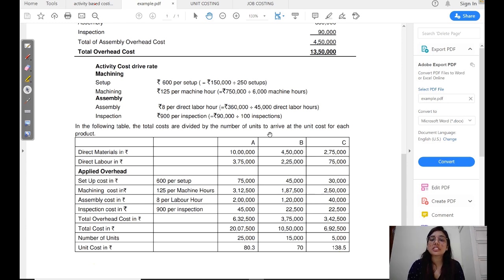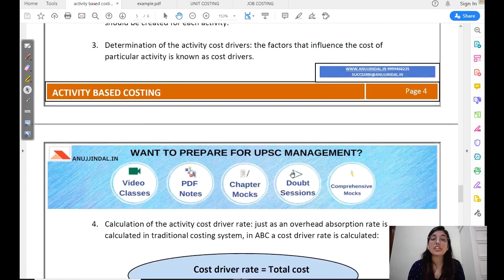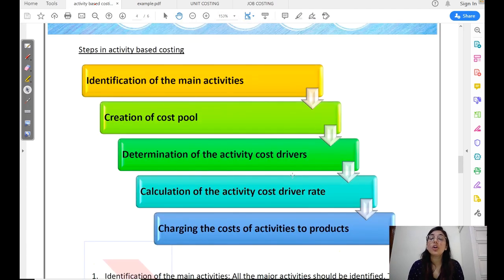So this was the process which I needed to explain. That is important in order to understand activity based costing. We don't need to get into the practical part of it because such lengthy practicals would not be asked in your examination. But what is important is that you must remember the process and understand how the costs are charged to the products. The costs are not directly charged to the product; rather, first we allocate them to the activities and then they are charged further, right?